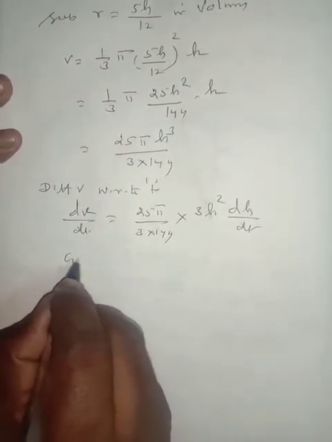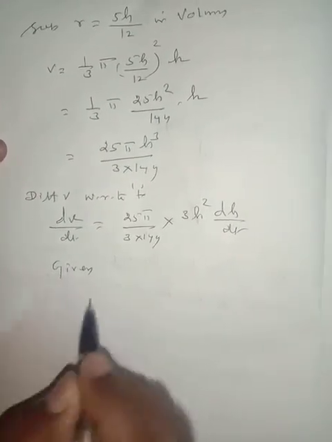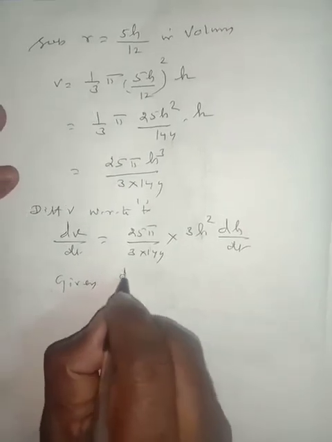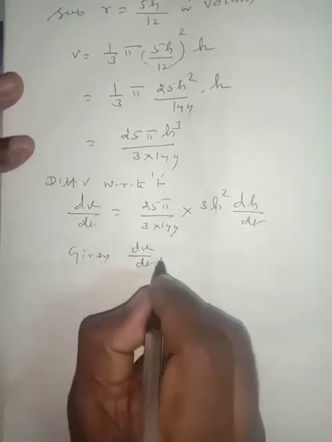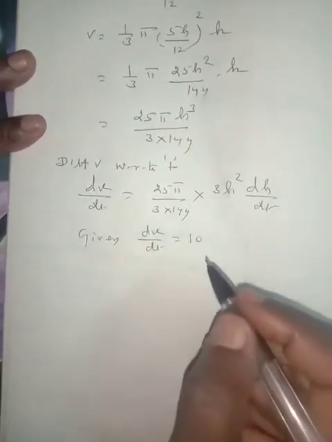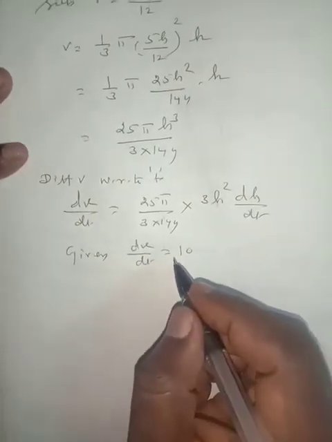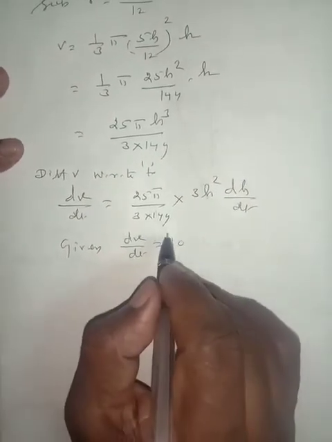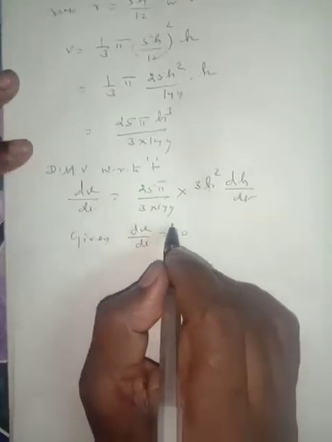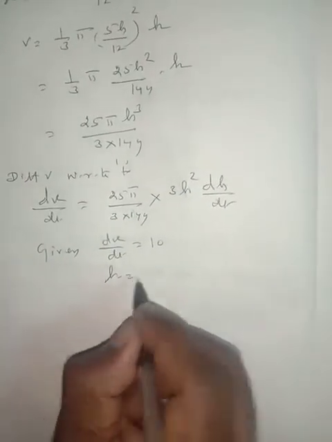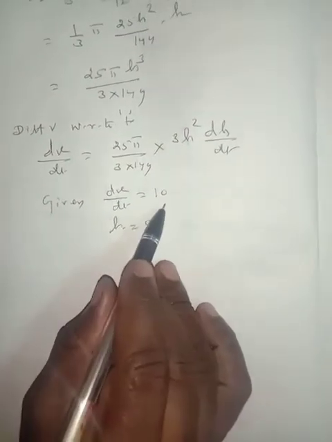Given dV by dt is equal to 10. Next, h is given as 8. Substitute dV by dt is equal to 10 and h is equal to 8 in the above.